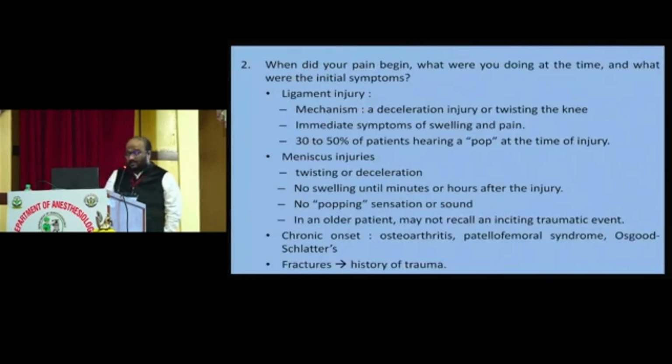So when did the pain begin? A ligament injury has a mechanism of a twisting of the knee or a deceleration injury. Immediate symptoms are swelling and pain. Patients tell you that they hear a pop at the time of the injury. Meniscal injuries are the same with twisting or deceleration. Swelling may not be there immediately, and there is no popping sensation. Older patients may not even recall an inciting traumatic event. Chronic onset are classic osteoarthritis, a disease of degeneration, patellofemoral syndrome, Osgood-Schlatter's, and fractures will obviously have a history of trauma.